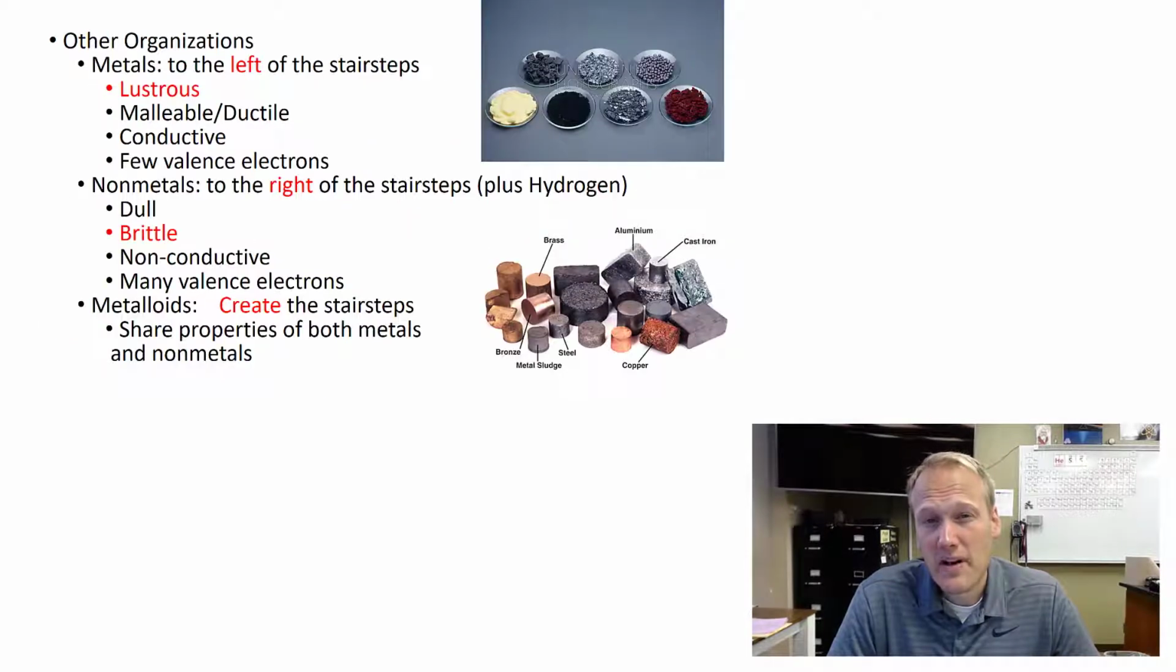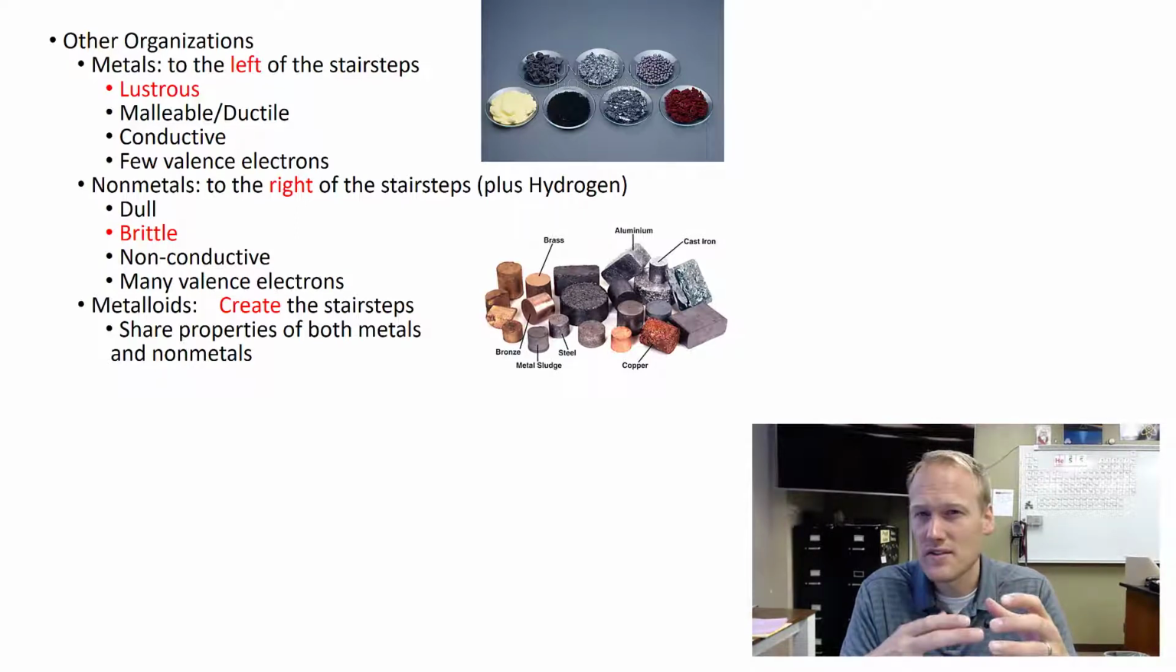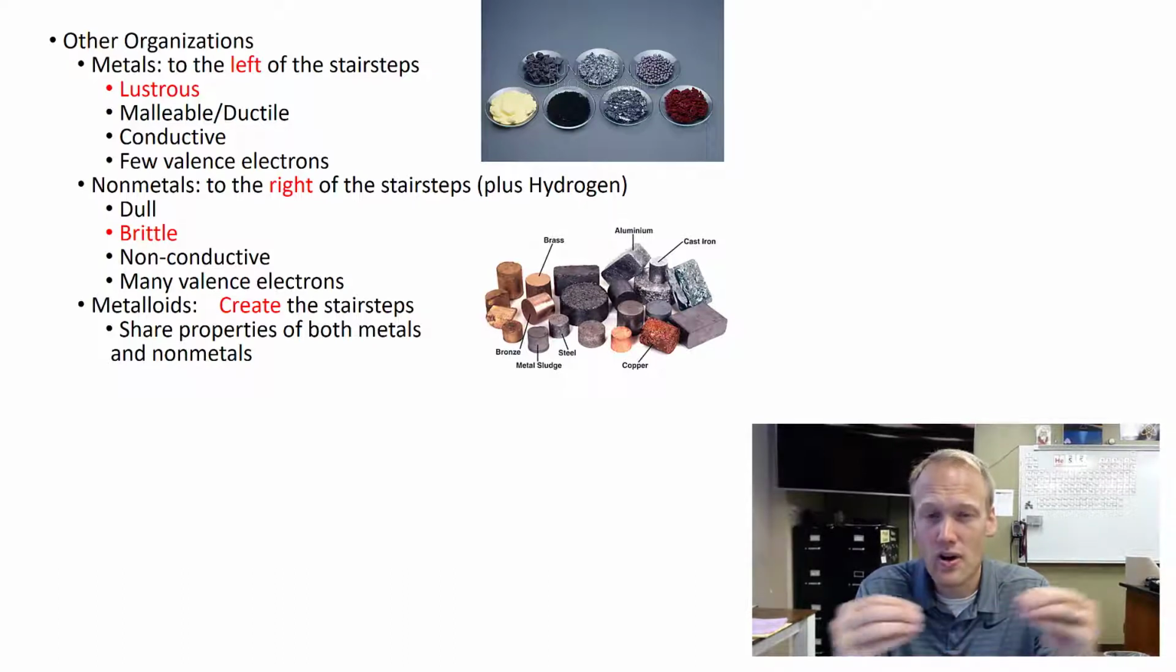One way to divide up the periodic table is into metals, nonmetals, and metalloids. Metals are typically shiny, which means they're lustrous. They're typically good conductors, and they typically can be hammered into thin sheets or drawn into wires. Metals are typically on the left side of the periodic table.